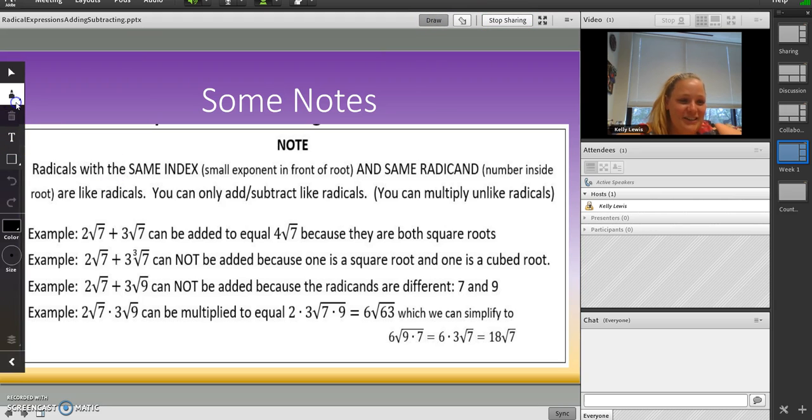Okay, just like multiplying and dividing, adding and subtracting cannot talk if the index is different. Like this one's a cubed root, that one is a square root. Also, unlike multiplying and dividing, adding and subtracting can't talk if these numbers are different. The inside number has to be the same, like they both have to be sevens. When you multiply or divide, they can be different, but when you add or subtract, they have to be the same.